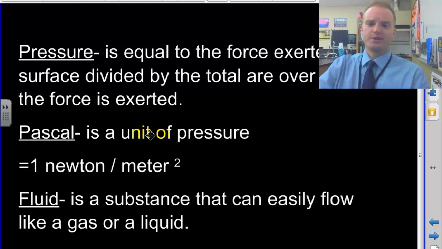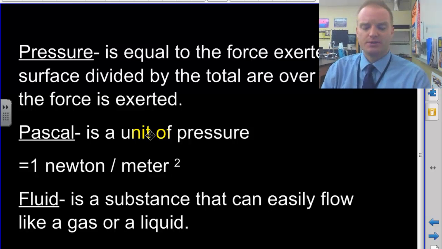So when we talk about fluid pressure, that is going to be the focus of this unit and of this session. Fluid, we have to kind of define what a fluid is.